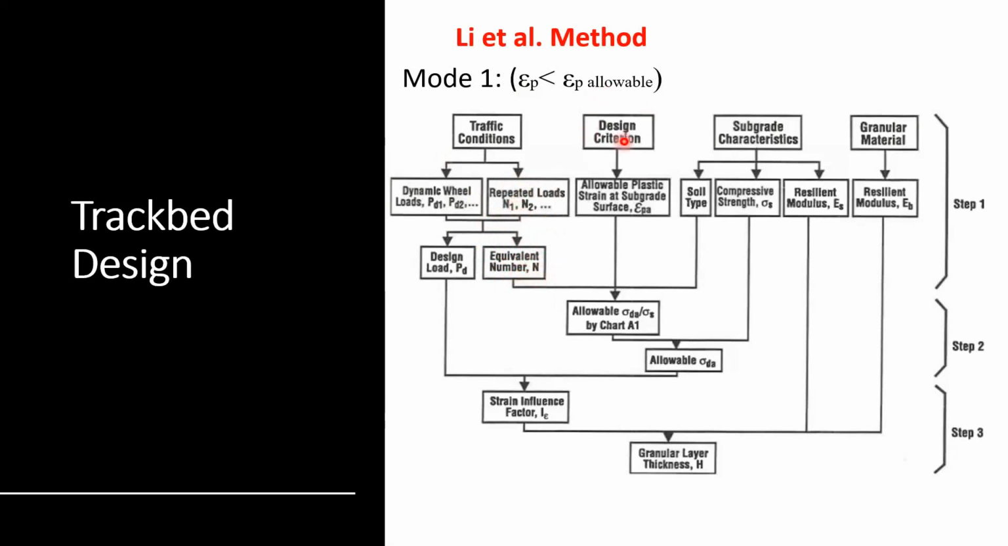And then your design criteria is your plastic strains. From your plastic strains, you can decide on an allowable stress ratio. Subgrade characteristics, we talked about this: soil type, your compressive strength. That's when your geotechnical sense kicks in, and you have to pick a number that you feel comfortable to load your soil to.